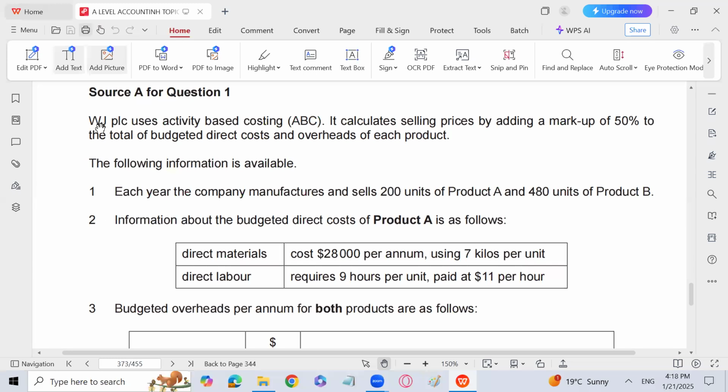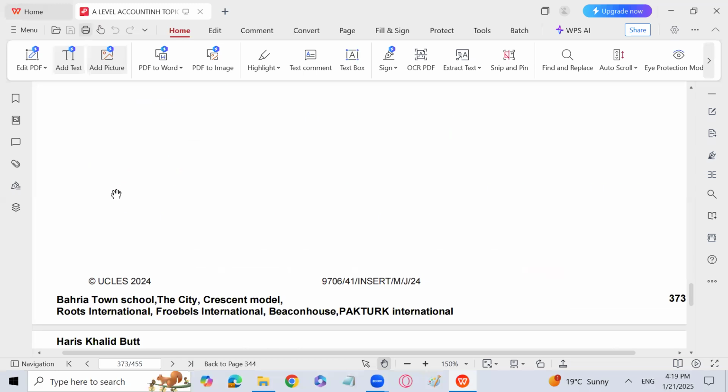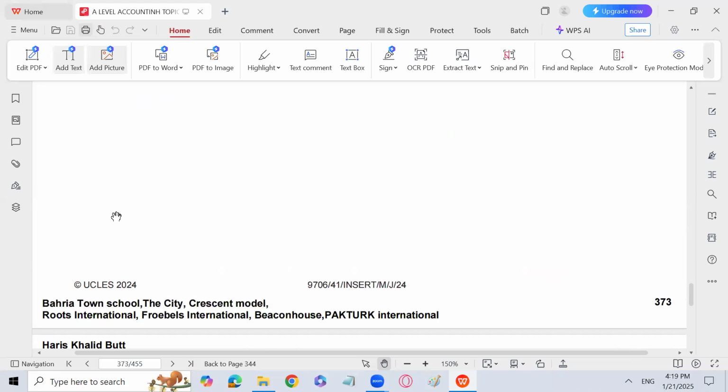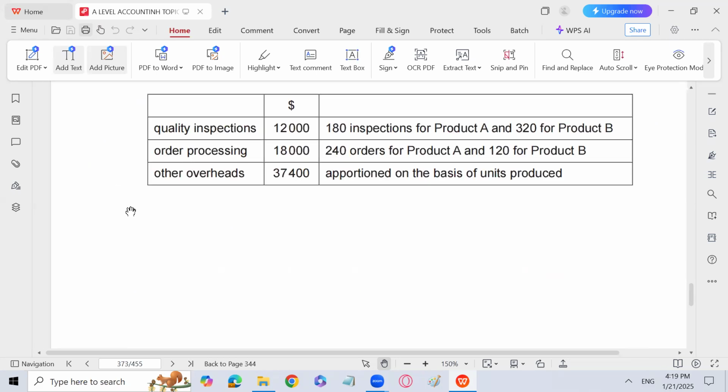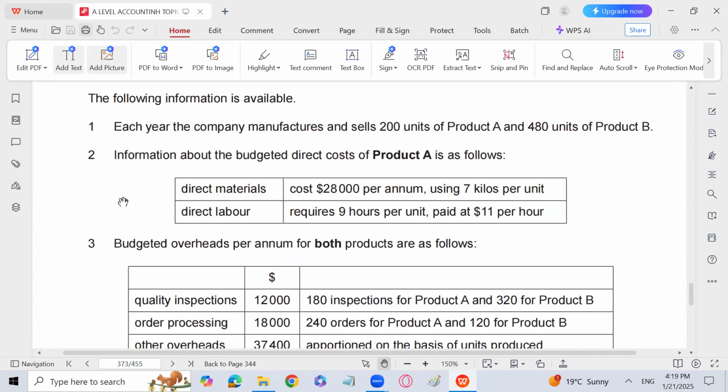So the question we are going to solve is from May/June 24, variant 41. May/June 24, and 41 is the variant from ABC costing, meaning activity-based costing. So let's study the question.